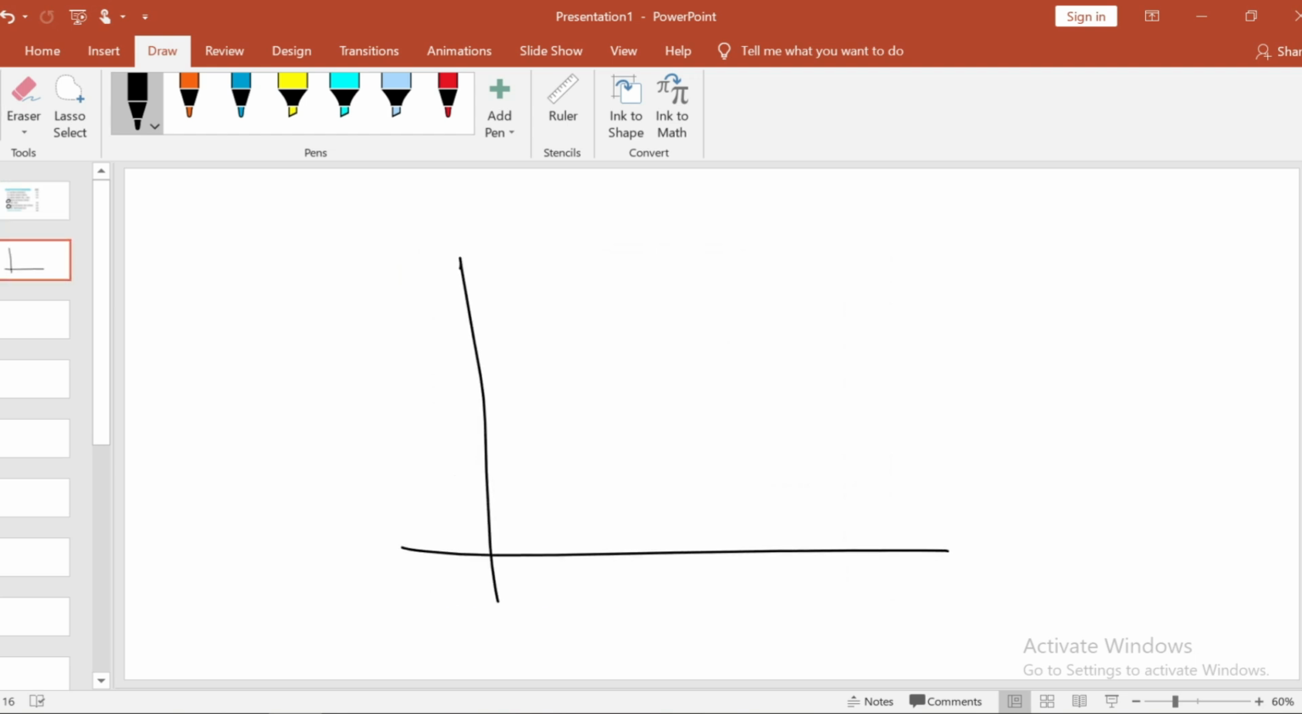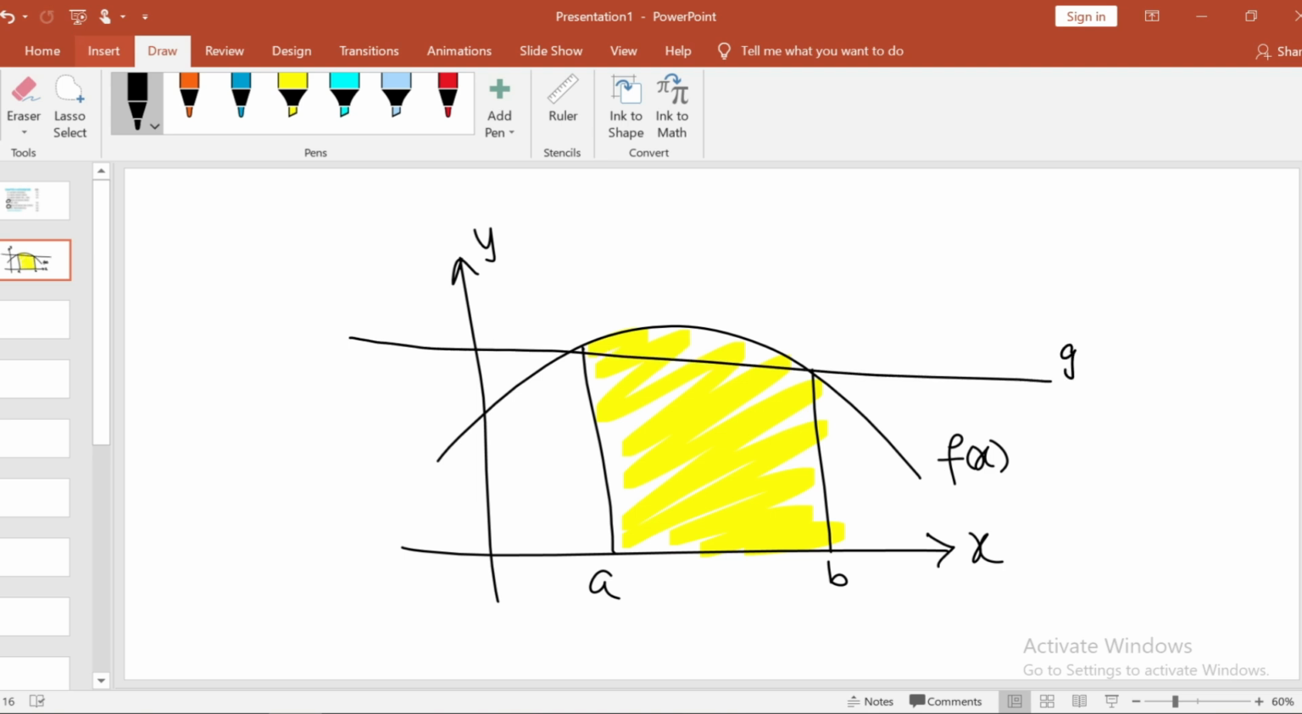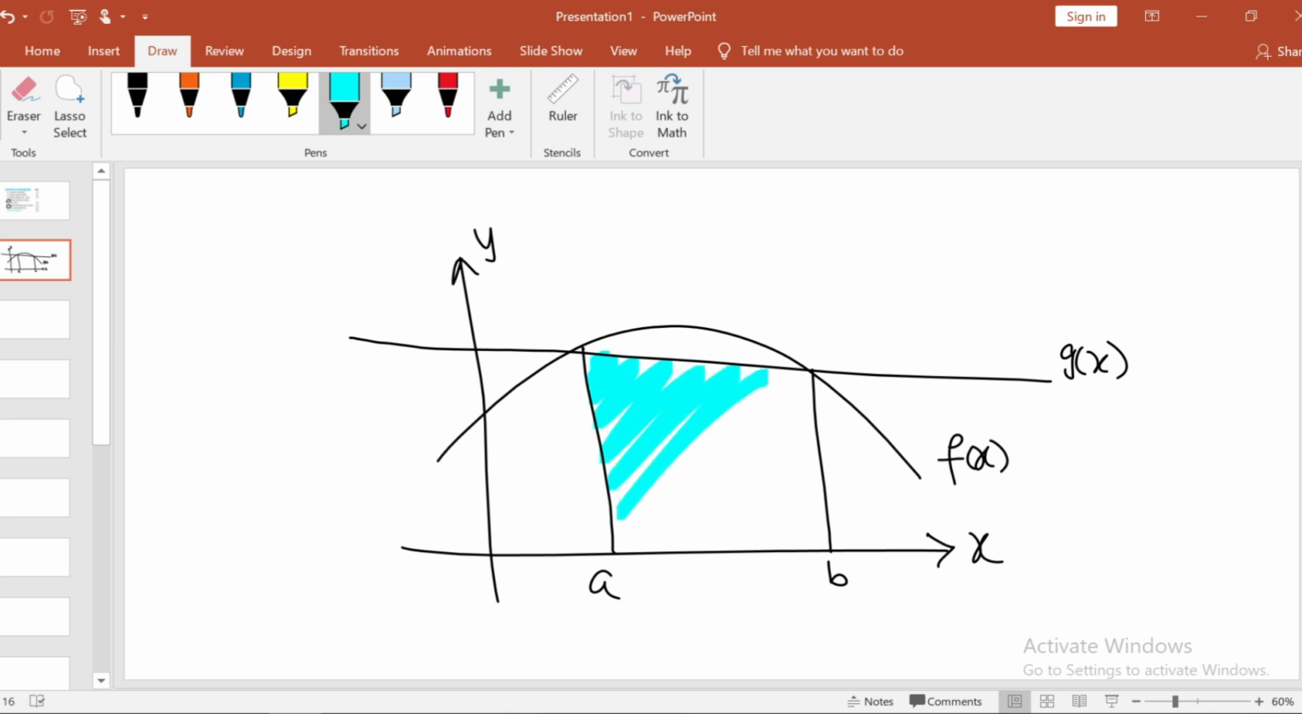We know if you integrate a function f of x from this point to this point, you'll get the area below the function, right? This area, right? At the same time, let's say you have a straight line g of x. If you integrate g of x from a to b, you will get the area below the straight line, right? So if you want to find the area in between them, how do you find the area in between them?